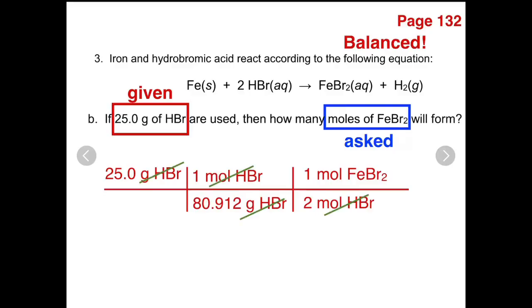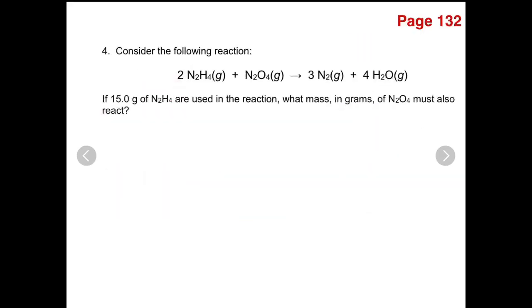So therefore, if you cancel all the units, you are going to get 0.145 mole of iron bromide, which indicates that in this reaction, if you have 0.154 mole of iron bromide, it's going to come from 25 grams of hydrobromic acid that react with the iron. That's what it tells us. Okay, all right, next one.